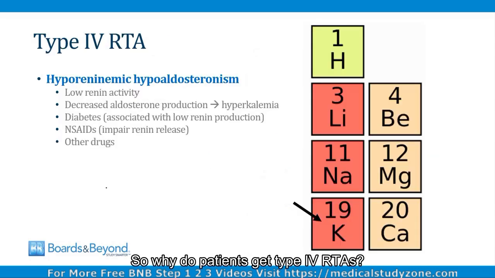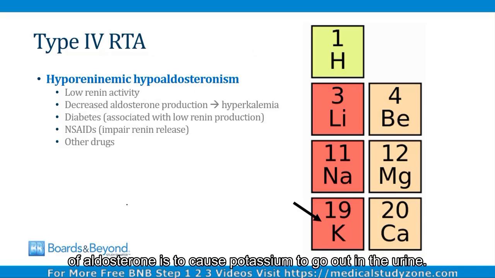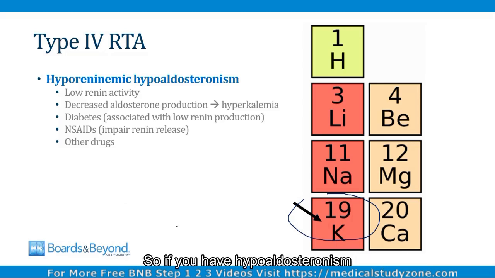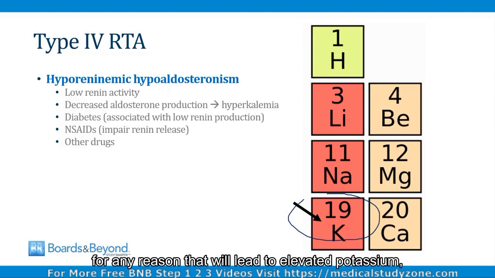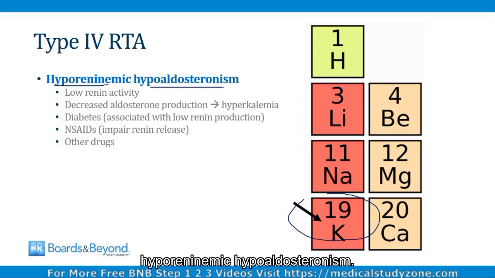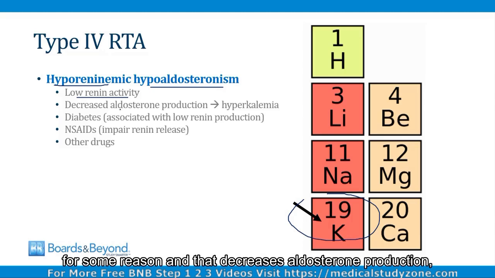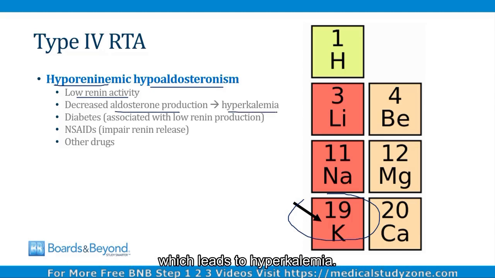So why do patients get type 4 RTAs? Well, remember that one of the major effects of aldosterone is to cause potassium to go out in the urine. So if you have hypoaldosteronism for any reason, that will lead to elevated potassium, and that could cause a type 4 RTA. And it turns out there are certain types of patients who often develop what's known as hyporeninemic hypoaldosteronism. These patients have low renin activity for some reason, and that decreases aldosterone production, which leads to hyperkalemia.